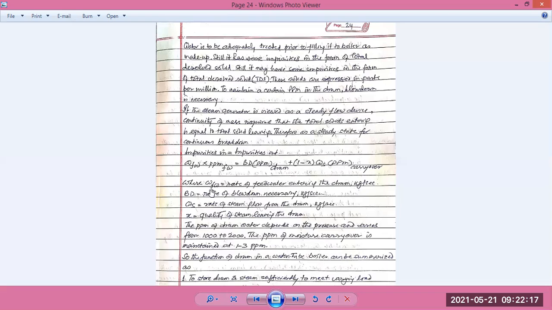Then 1 minus X is the fraction of steam and water vapor left in the drum itself. The ppm of drum water depends on the pressure and ranges from 1000 to 2000, but the ppm of moisture will be only around 1 to 3. So the function of the drum in a water tube boiler can be summarized as follows.